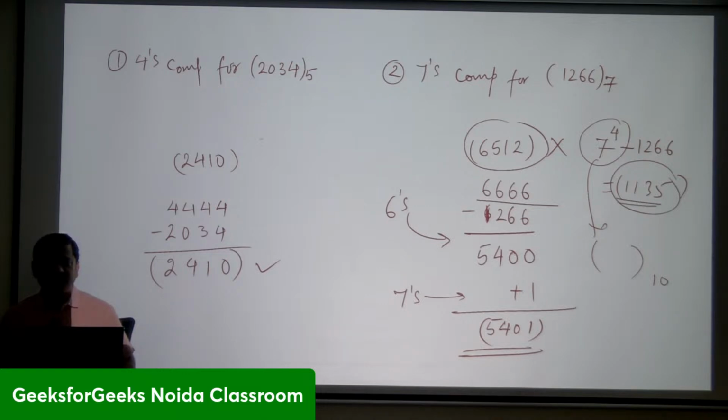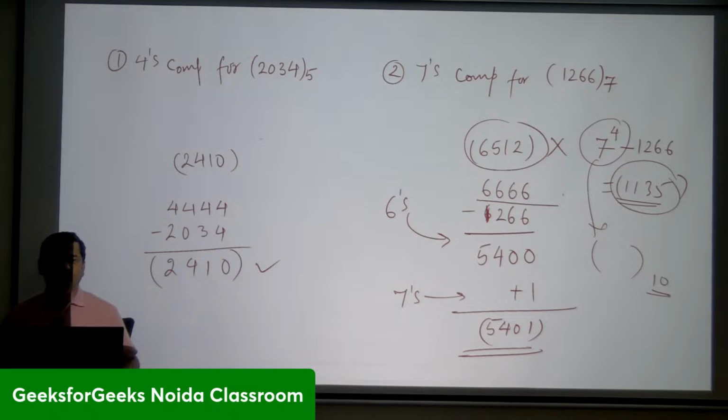Are you getting my point? You have calculated 7 to the power 4 and that particular value is in base 10, not in base 7. So first you have to convert that value into base 7 and then you have to apply the subtraction. So that was a little trick. That's why I told you, how you are calculating 7 to the power 4.